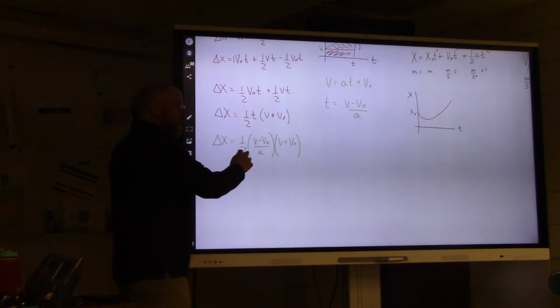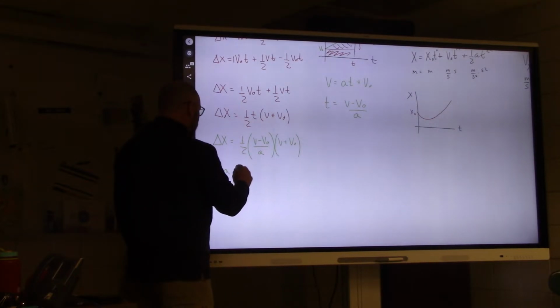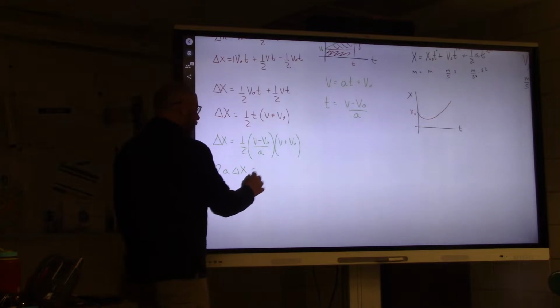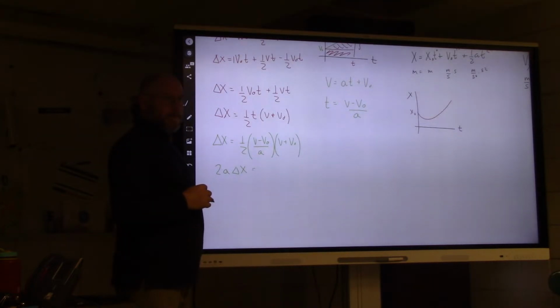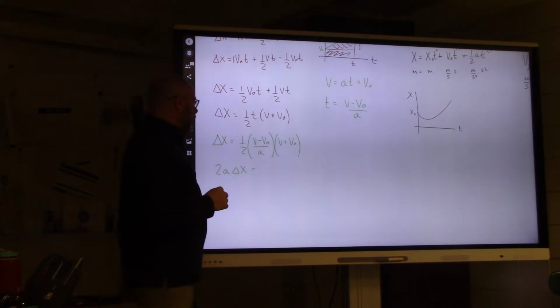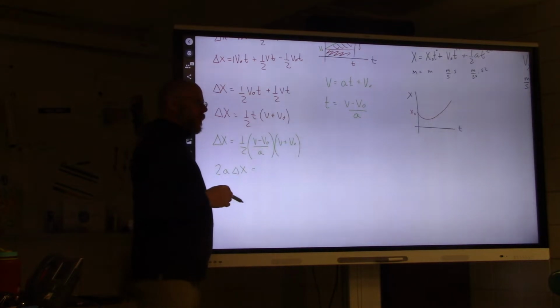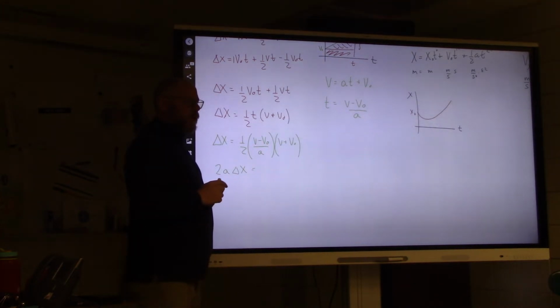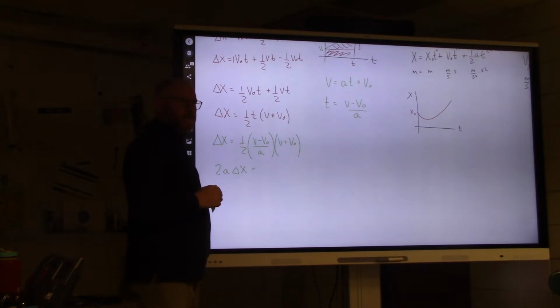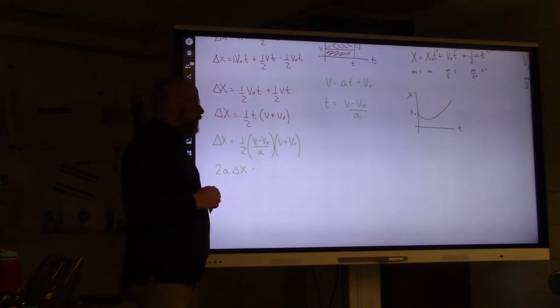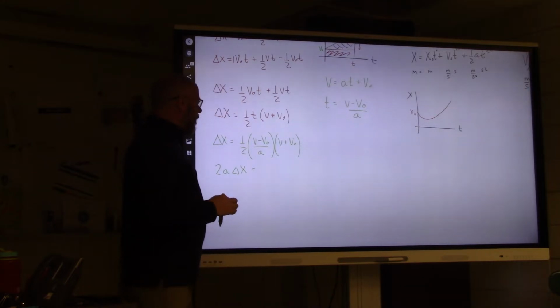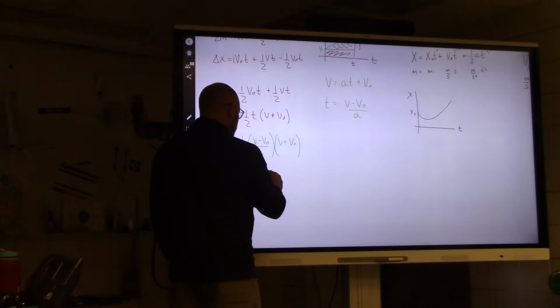I'm going to multiply both sides by 2a, so I have 2a delta x. Now, this is v minus v0, this is v plus v0. Do those have a name? Aren't they called conjugates? You should not know, there's no reason to know. But if I simplify this, I get v squared.